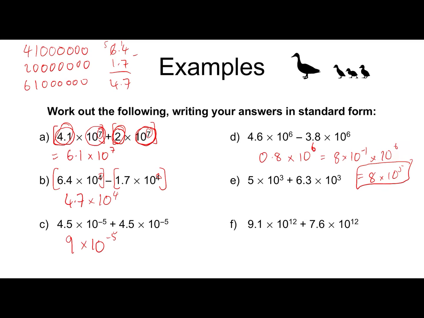So always make sure your answer is actually in standard form. Same goes for part E. You're going to get 11.3 times 10 to the 3, because we're adding, we're not multiplying here. Be very careful. And then we need to change that. That's going to be 11.3 times 10 to the 3 becomes 1.13 times 10 to the 4. Okay, so always check your answer is in standard form. So as long as the powers are the same, adding and subtracting is very, very easy.